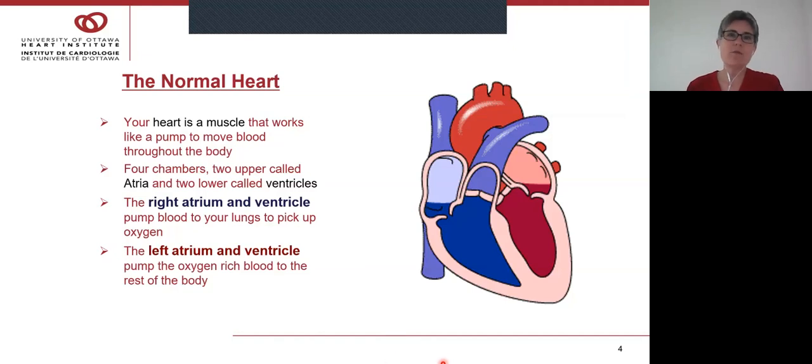So I hope you now have a better understanding of how the normal heart functions, the normal electrical activity within the heart, and how it differs in atrial fibrillation.